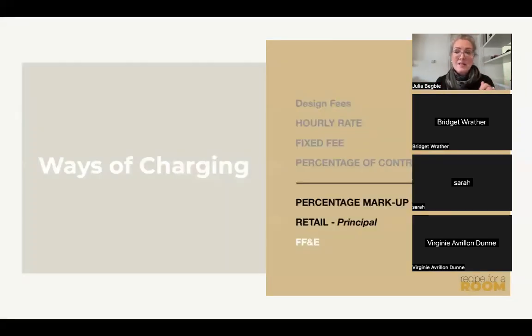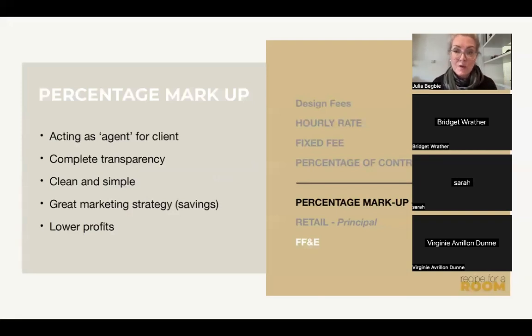Now, getting on to supply, this is really critical, because now you start to get into legal machinations and potential jeopardy or liability for you. So there are 2 main ways of charging for supply. The first is a percentage markup on trade prices, and the second is working with retail prices. And I'll just talk a little bit about how each of those wash out. First one is percentage markup.